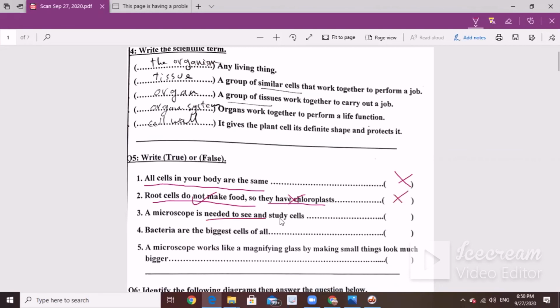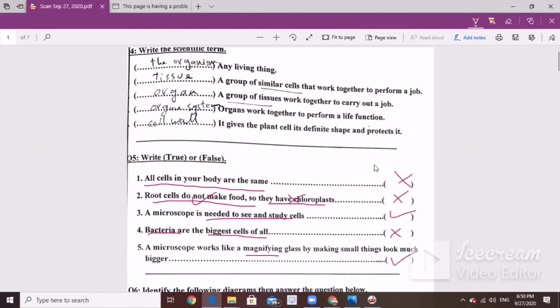A microscope is needed to see the cells, of course. Bacteria are the biggest cells? No, they are the smallest cells. A bacterium is made up of just one cell, and it is the smallest organism. A microscope works like magnifying. Magnifying, guys, means to make it bigger and bigger and bigger. بالعربي يعني تكبير. A magnifying glass makes small things look much bigger.